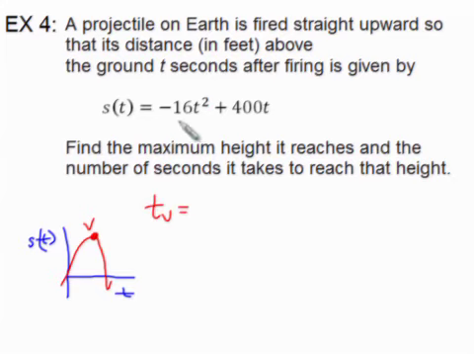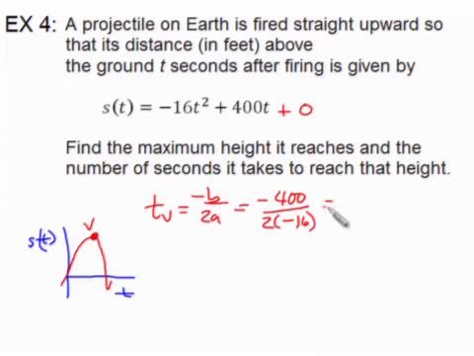Instead of x, I have a t. So t is the opposite of b over 2a, which is the opposite. This is b. C would be 0 if you had another term. So the opposite of 400 all over twice negative 16, which gives us 12.5.